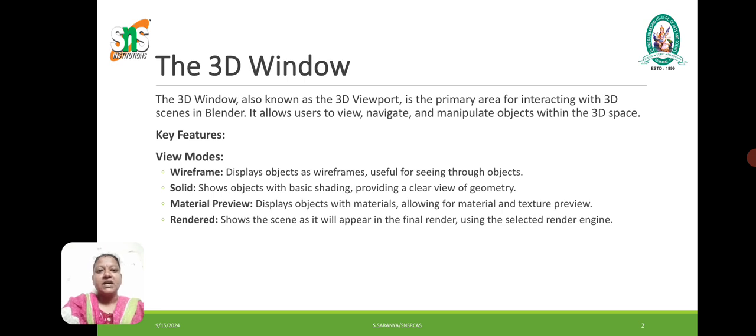Key features, view modes. The first one is wireframe, solid, material preview, rendered. These are the four types of view modes in the Blender screen. The first one is wireframe, which displays objects as wireframe, useful for seeing through the object. Second one is solid, which shows objects with basic shading, providing a clear view of geometry. Third one is material preview, which displays objects with material, allowing for material and texture preview. Fourth one is render, which shows the scene as it will appear in the final render using the selected render engine.